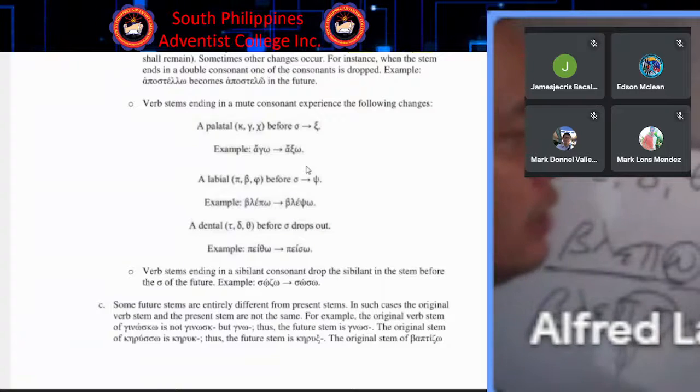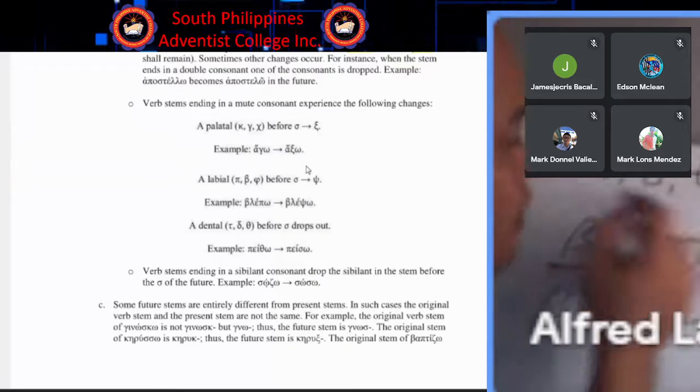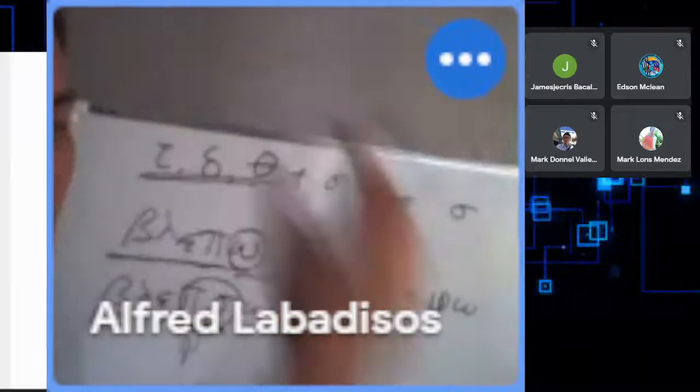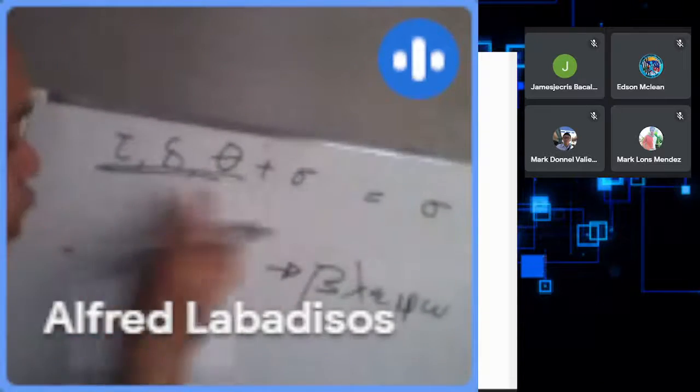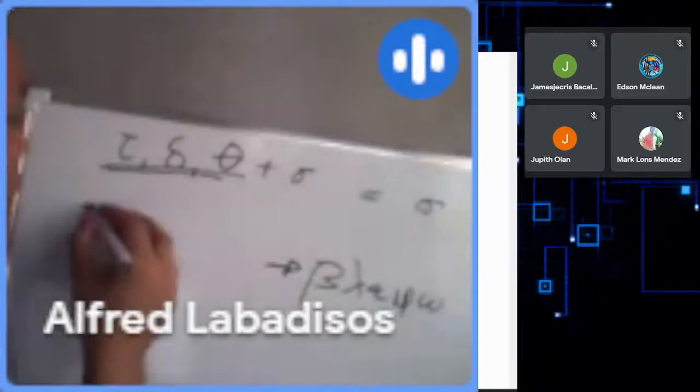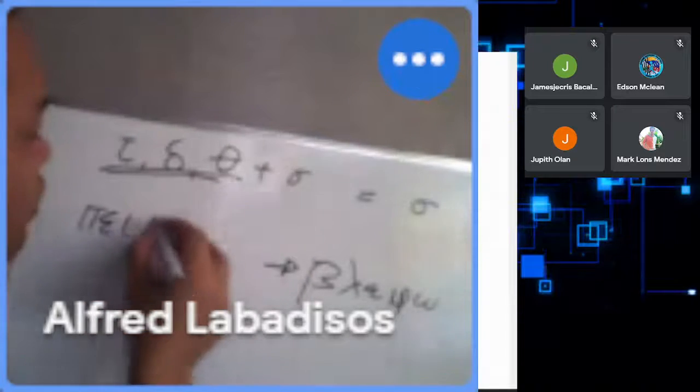So what is retained is what? Sigma. Because these three here drop out, no? Wala, tanggalon, i-remove. Now, for example, we have the word pito, no? Pito. So we have here pito.